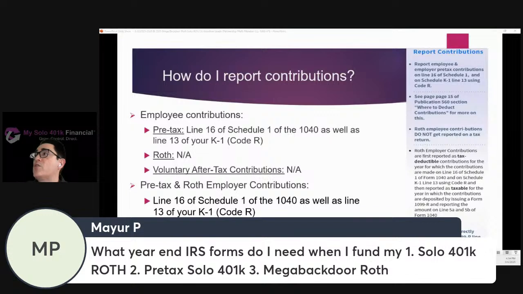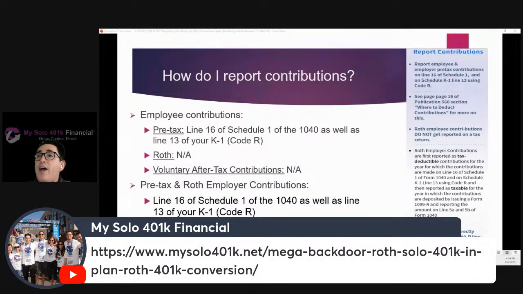So the contribution step is not reportable, but the transfer to the Roth account is reportable. So that's going back to that procedure page that I just sent with the after-tax to Roth transfer. You can see it's all laid out in that procedure page. Give you another chance to grab that. Hopefully that helps to clarify. Appreciate you bringing that up.